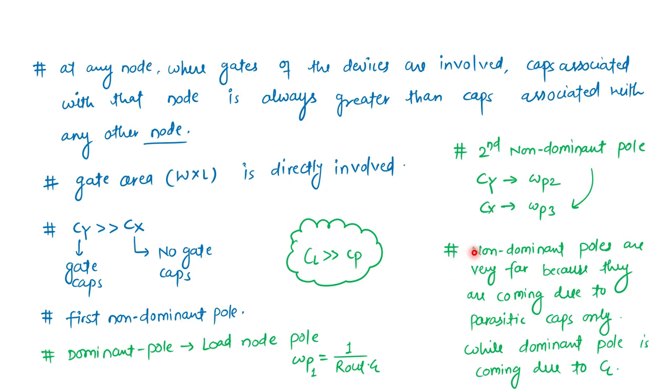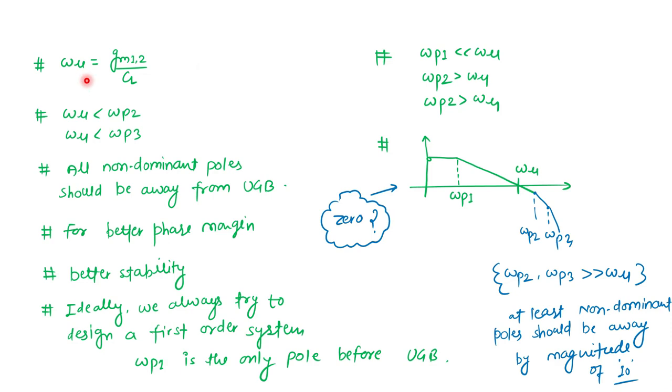Whether I consider here what is the non-dominant pole and what is the zero is not that necessary, because we can already see the non-dominant poles are very far. When we see omega u, which is the UGB frequency, it is nothing but Gm by Cl. As Cl is a large cap, omega UGB itself is a small number, and omega 3dB is very small. So in that sense, the parasitic caps are responsible for the non-dominant poles. The non-dominant poles are very far, while the dominant pole is coming due to Cl, so it is a small number.